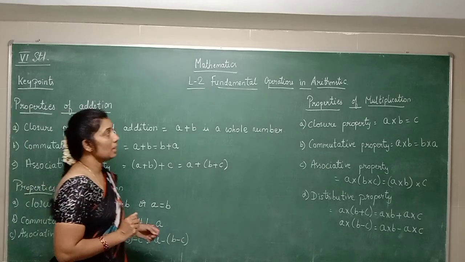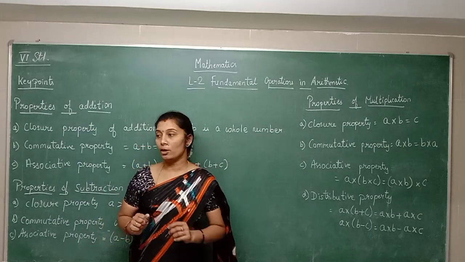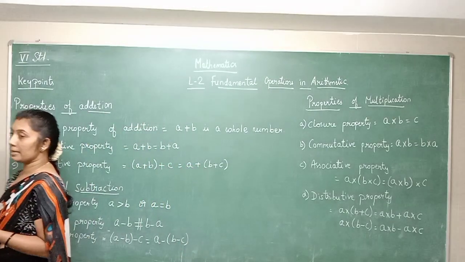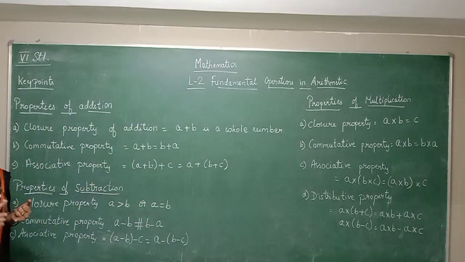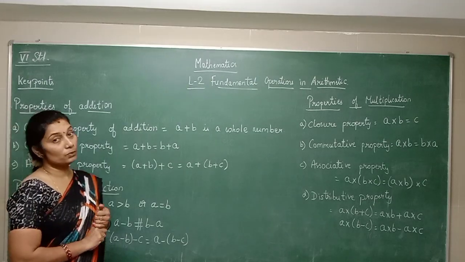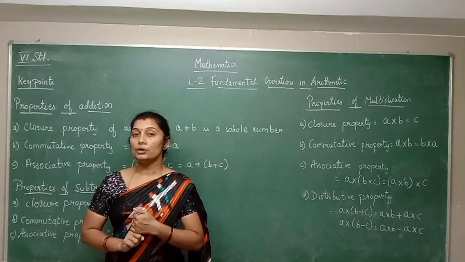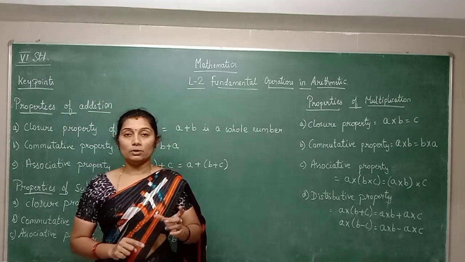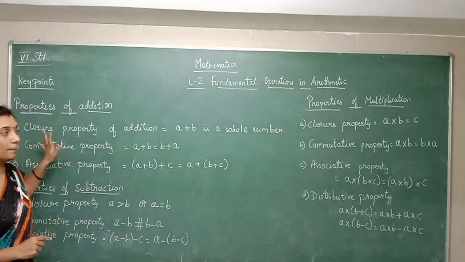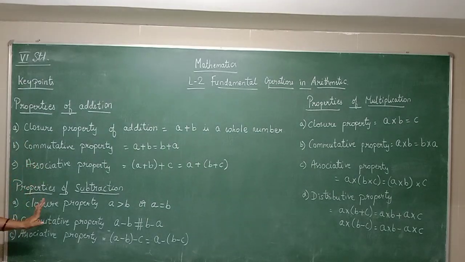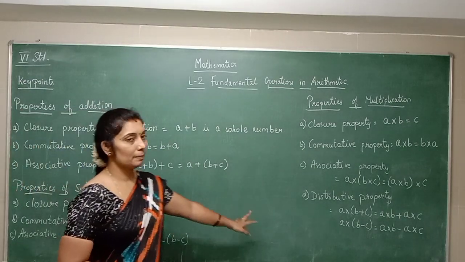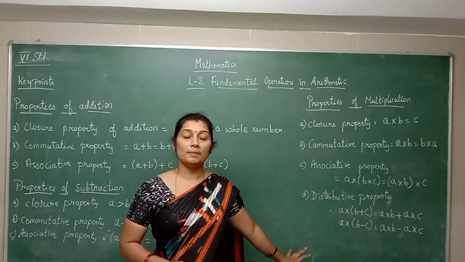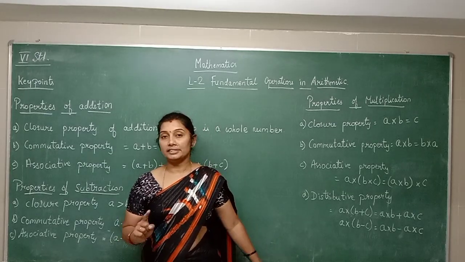Good morning children. Now I am moving with your fundamental operation in arithmetic. This is your second chapter. Here you will be having some key points. If you go through these key points only, you will be getting how to do the next sum. See, I have mentioned on the board properties of addition, properties of subtraction, properties of multiplication, as well as properties of division also.